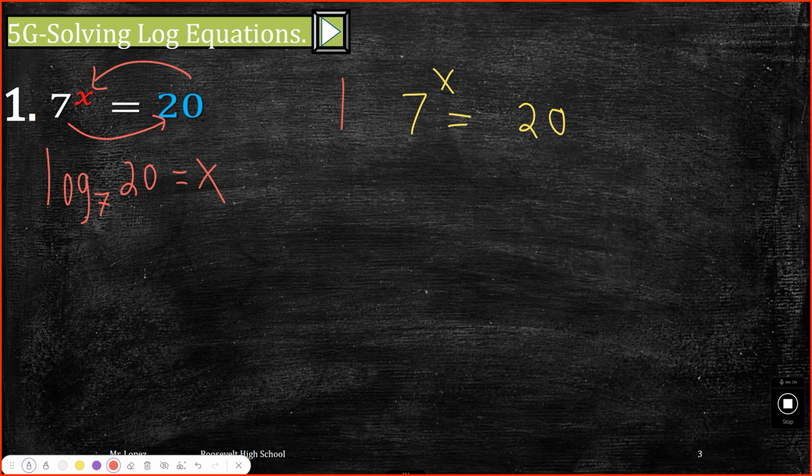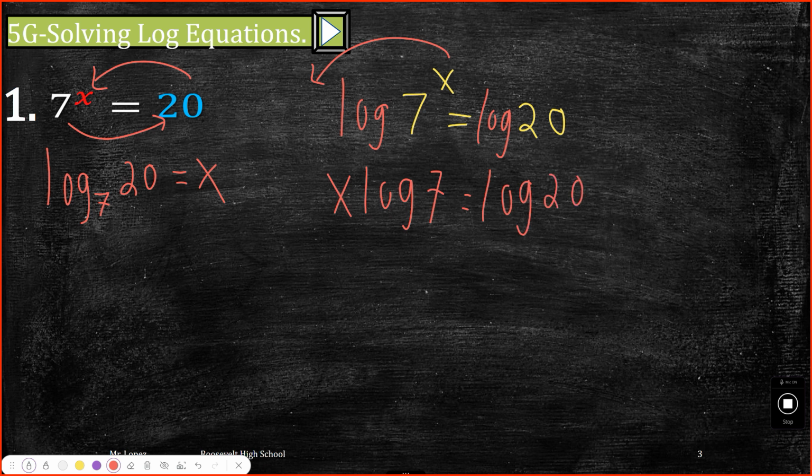I took the log of both sides. What you do to one, you do to the other side. Okay? Then you can use the power property to bring this down. X log base 10 of 7 equals log 20. And then divide by log of 7. And now you don't even do a change of base. You already know x equals that, which is right here. You can just do it.